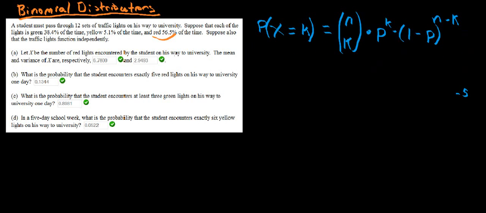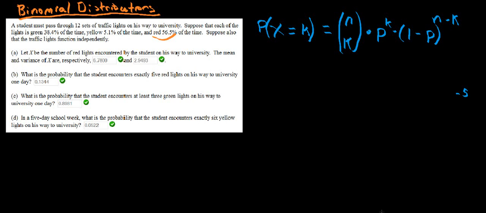There we are. So, what is the probability that the student encounters at least 3 green lights on his way to university one day? Notice it states at least 3 green lights. This means we're going to want to find the probability of getting the lights 3 times, 4 times, 5 times, 6 times, 7 times, and 8 times. All of those possible situations.